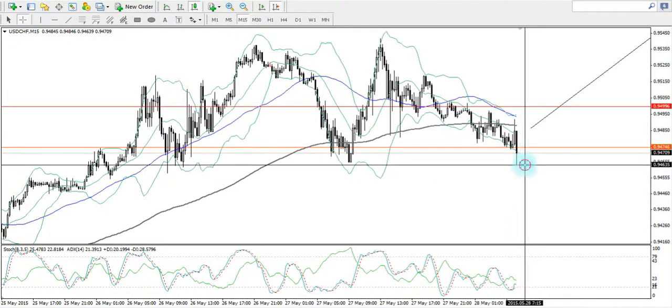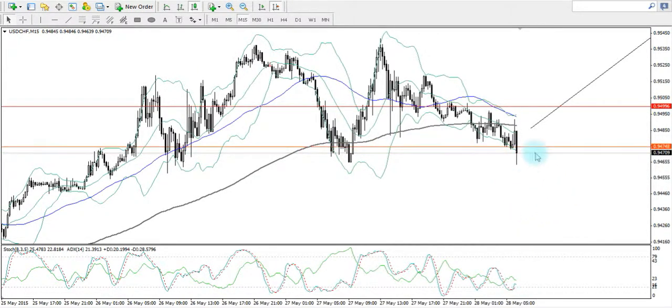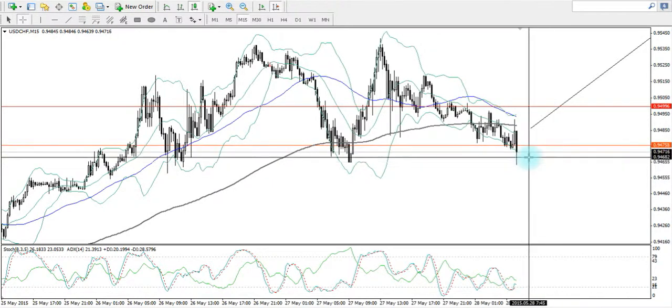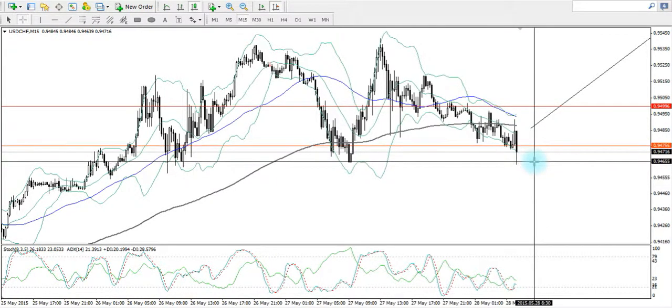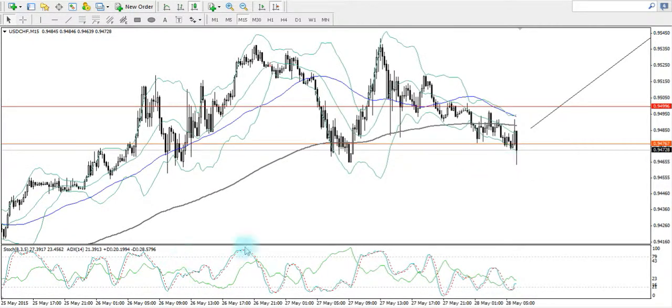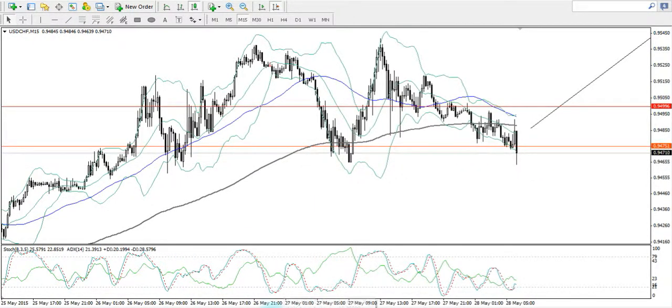Alright, so right now we are seeing the price is pulling back a little bit. Just wait a little bit further. As long as price closes below the support level of 0.9465, that would be a good signal to go for a long. So that's for the dollar against the Swiss franc.